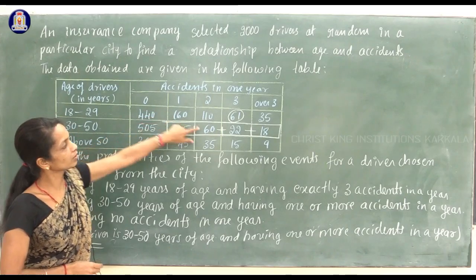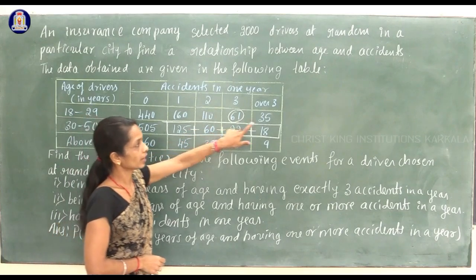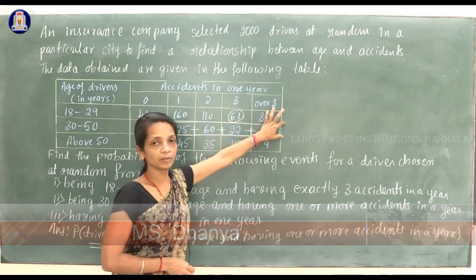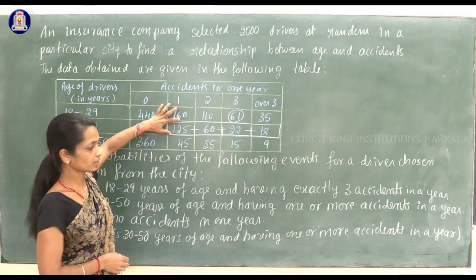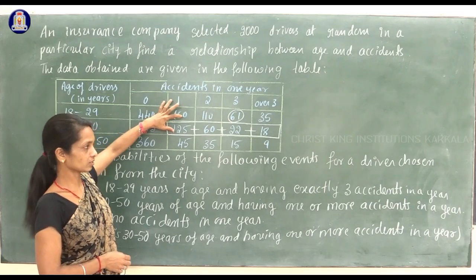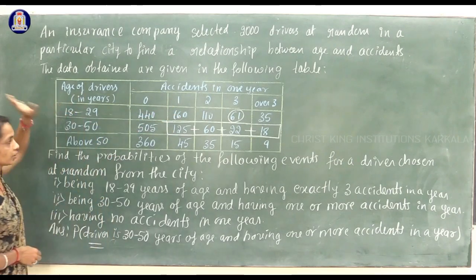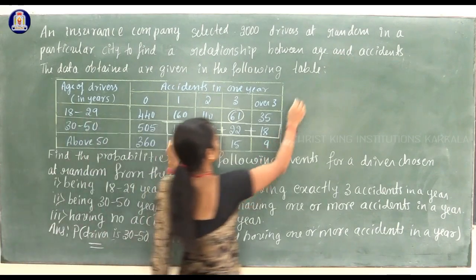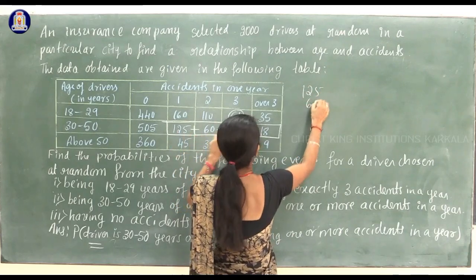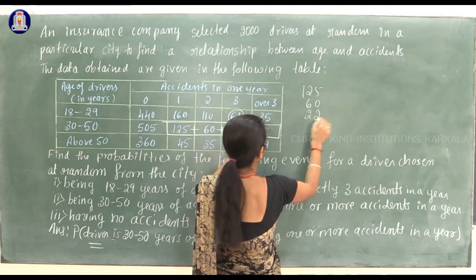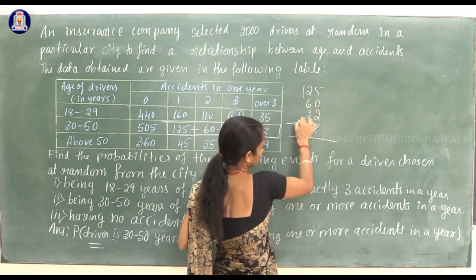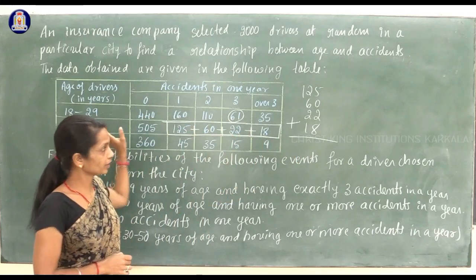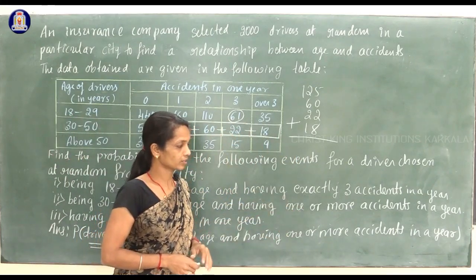Here you have one accident, here two accidents, here 3, and here over 3, meaning more than 3. So these are the number of drivers who met with one or more accidents in a year, between age 30 to 50. So the total of those numbers you have to take. I'll do that on the side: 125 plus 60 plus 22 plus 18. This total gives you the number of drivers between age 30 to 50 who met with one or more accidents in a year.